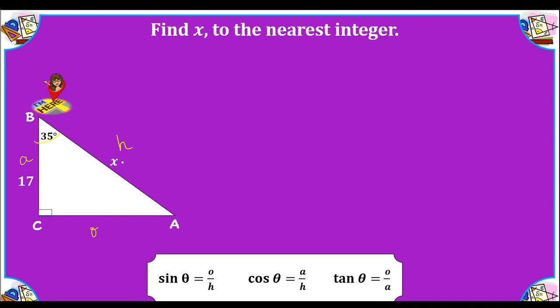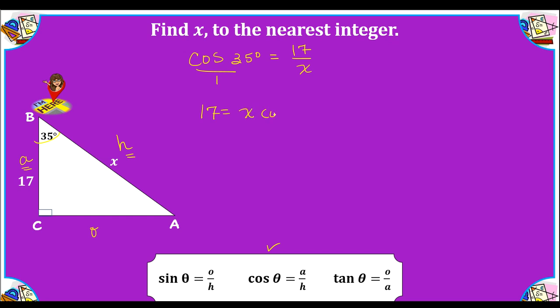So we need to look at the trig functions below and see which ones deal with adjacent and hypotenuse. That's going to be cosine. So we're going to use cosine of 35 degrees is equal to 17, my adjacent, over X, my hypotenuse. So we're looking for the hypotenuse length. We're going to cross multiply.